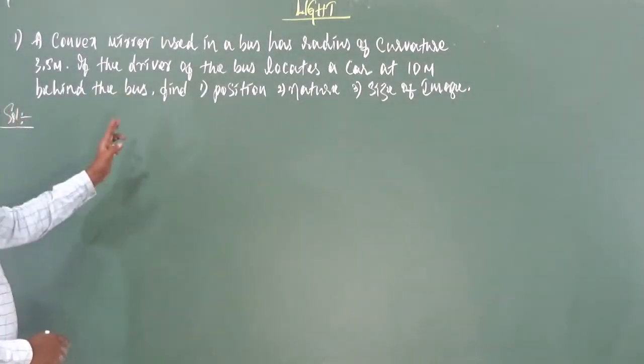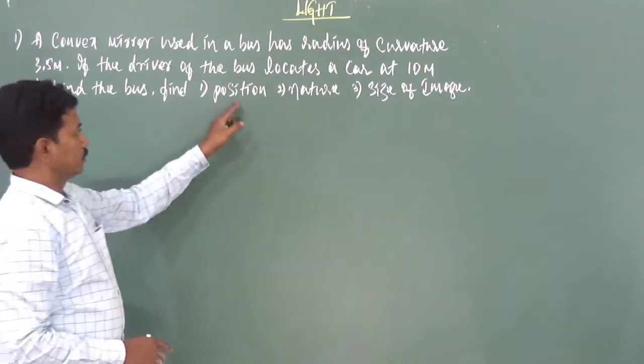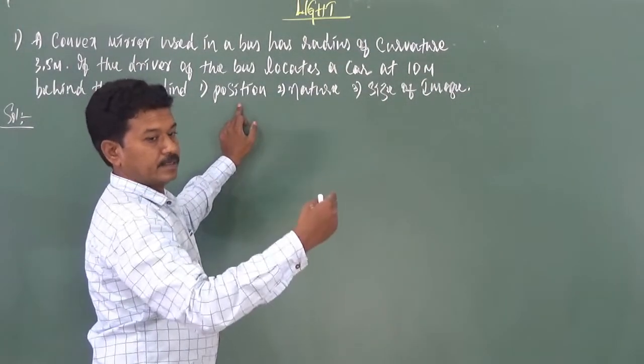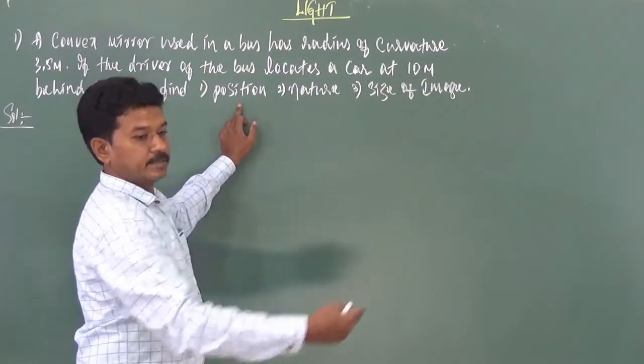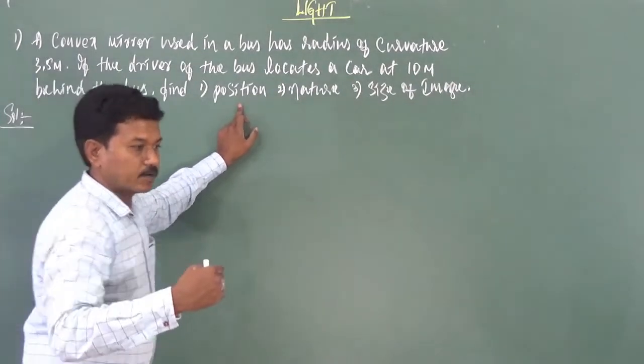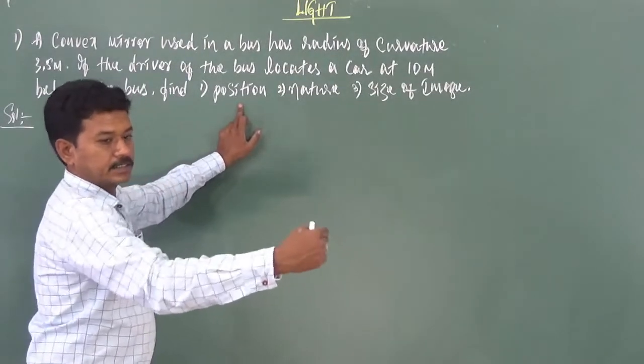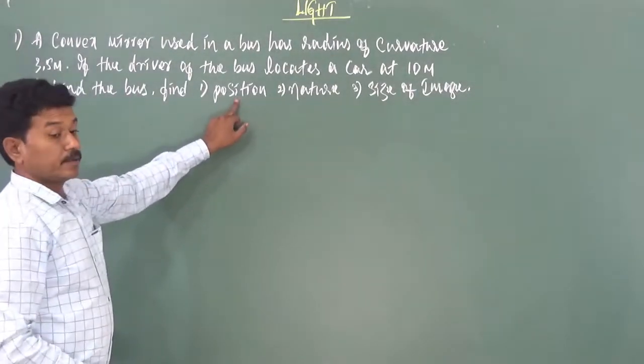Find the position. First point, that is the position you have to find out. Position in the sense where that image is located inside the mirror. Inside the mirror, at what distance the image of the car is located. That is called the position.